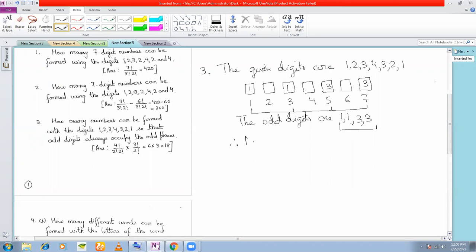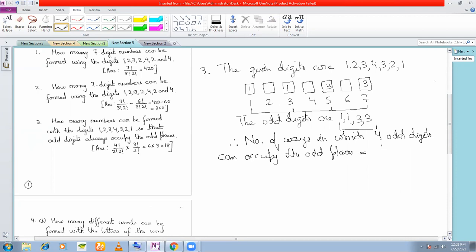So therefore, how many places are there? 4 odd places are there. How many digits are there? 4 odd digits are there. So number of ways in which 4 odd digits can occupy the 4 odd places. How many ways can they occupy? 4 odd digits, factorial 4, but 1 is repeated twice. So I have a factorial 2, and because 3 is also repeated twice, I have a factorial 2. Okay, so this will come out to be 6.